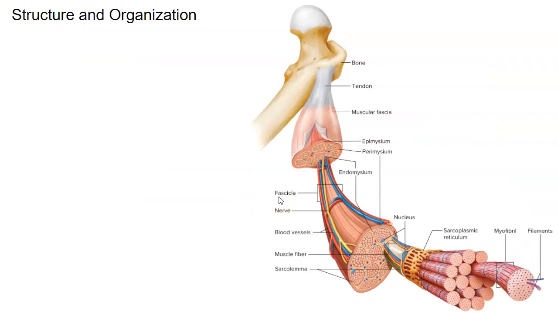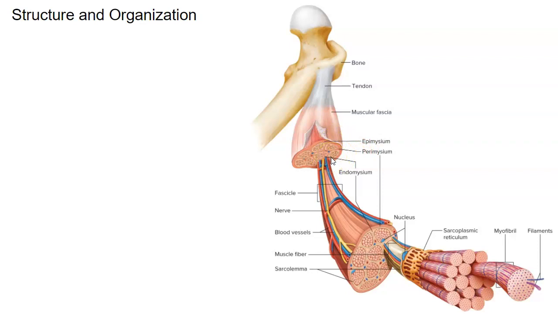Let's look at the structure and organization of a muscle. We're going to go through this fairly quick. You don't need to know all of these. I'm just going to highlight it, and I'll tell you what you need to know in a moment. So this is your femur, and attached to the greater trochanter we have this tendon, and this tendon is covered with fascia. And then if we look in closer, we have an epimysium, a perimysium, and even an endomysium.